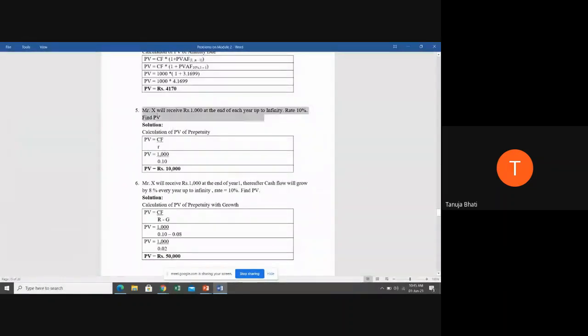Mr. X will receive 1000 at the end of each year up to infinity. The rate is 10%. What is the present value? So can anyone tell me under which category is it falling?